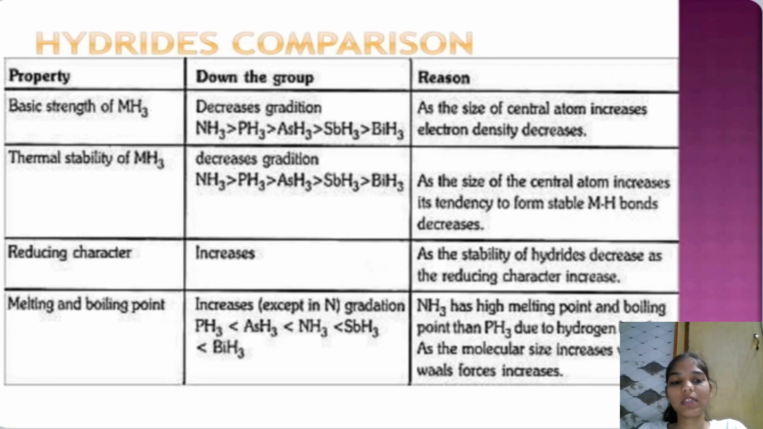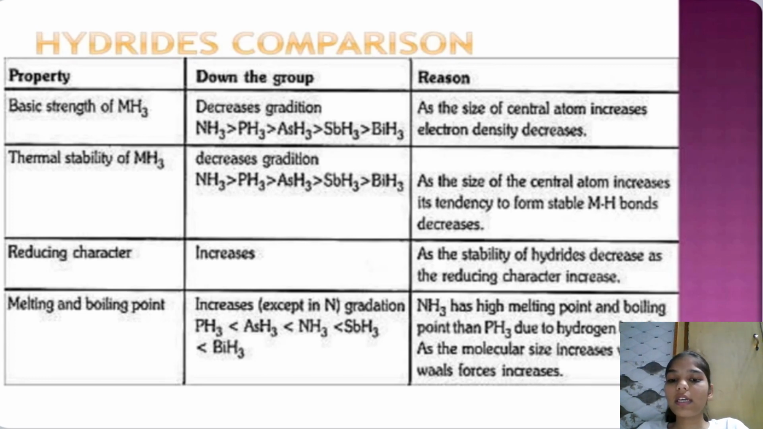Next is reducing character. So reducing character increases down the group. It is because as the stability of hydride decreases, the reducing character increases. Next is melting and boiling point. So it increases gradually, but there is an exception in case of nitrogen.